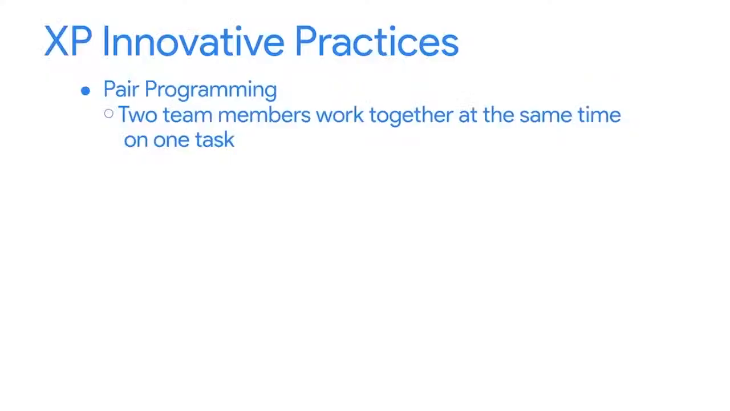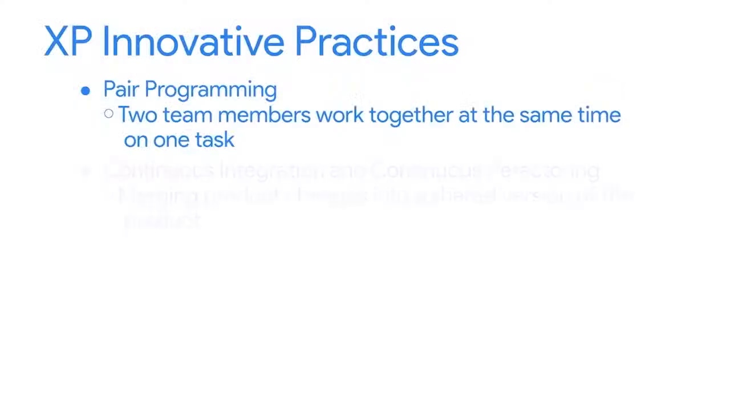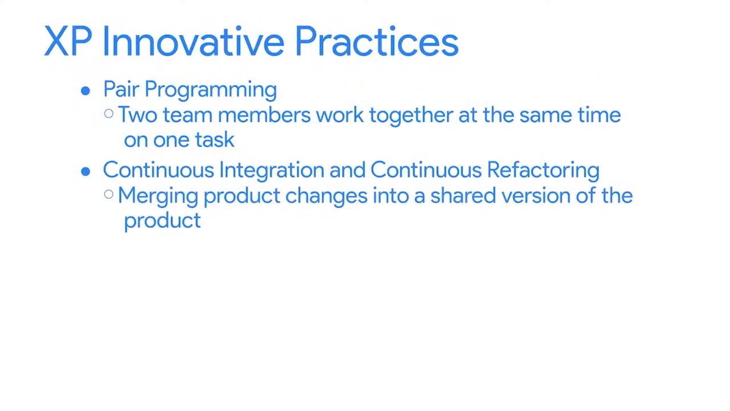XP features some other innovative practices that are used across many Agile teams, regardless of the specific methodology being used. First, there's pair programming, which is when 2 team members work together at the same time on one task. Usually, this is done in the same physical location, but with the use of digital collaboration tools, this can happen remotely too. Another practice is continuous integration and continuous refactoring. This is the practice of merging product changes into a shared version several times a day in order to get quick feedback on the quality of the code or product.